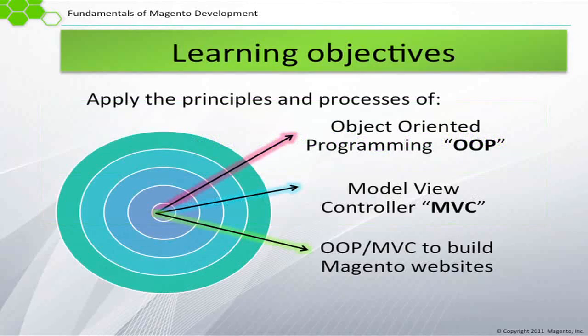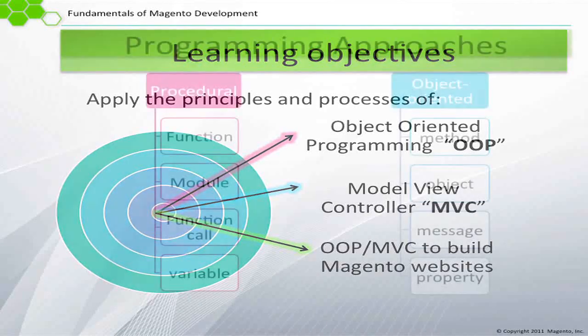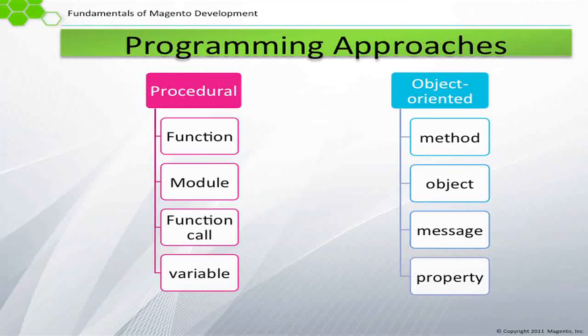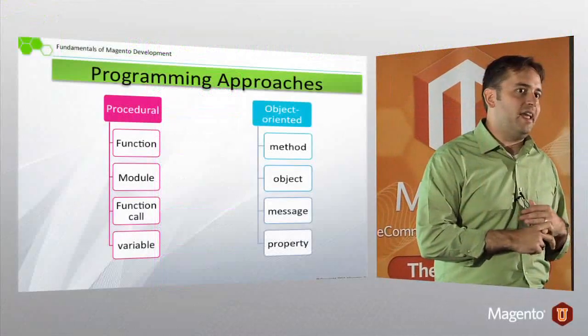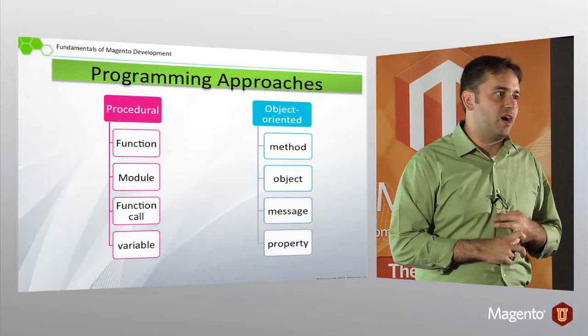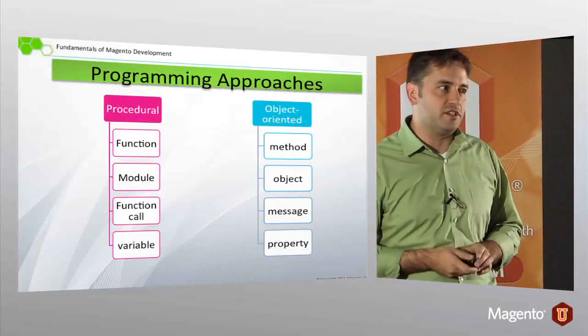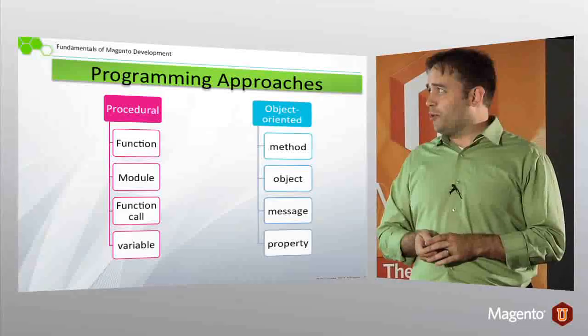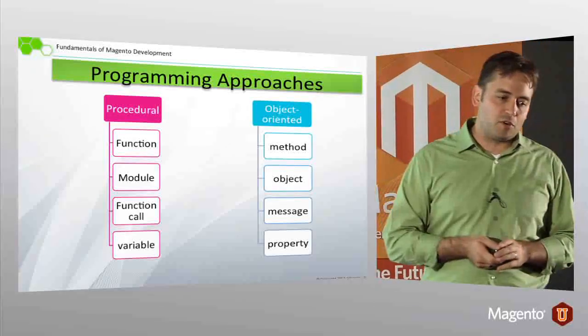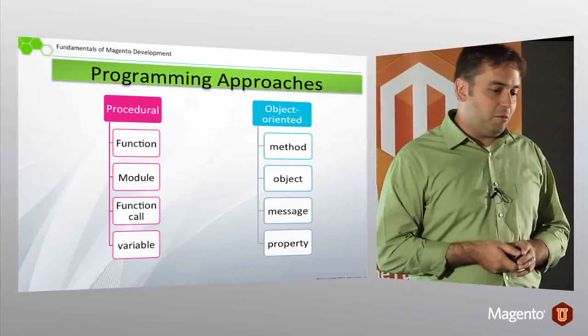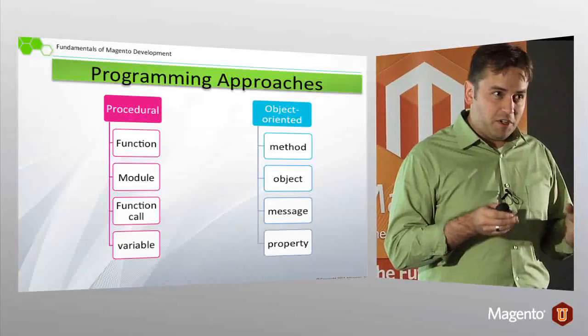Okay, so OOP and MVC concepts. Procedural versus object-oriented programming. Of course, a system like Magento uses object-oriented programming as a means of keeping code organized and keeping it modularized. Basically, we're facilitating modularization. So this is opposed to procedural calls.